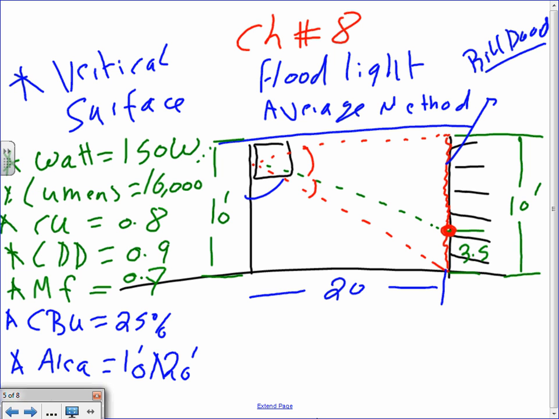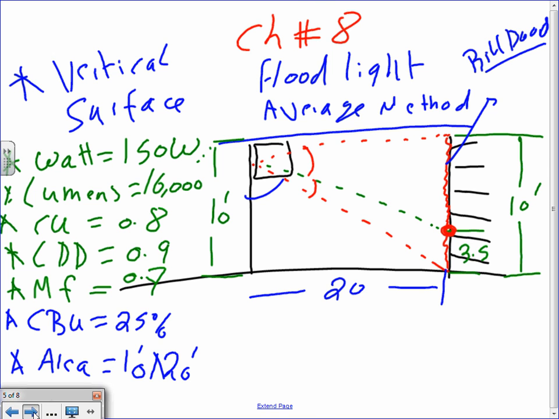I have a fixture, the distance is 20 feet. The billboard is actually 10 by 20, standing like this. And the light in the front of it is 20 feet away, shining at it. And I need to use the vertical surface average method to calculate the foot candle at this billboard. Any comments, any questions about that? Shall we go do it?